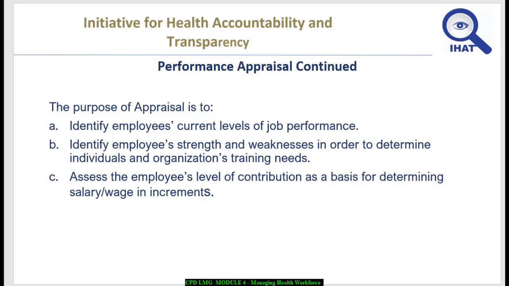The purpose of appraisal is to identify employees' current levels of job performance, identify employees' strengths and weaknesses in order to determine individual and organization's training needs, and also to assess the employee's level of contribution as a basis for determining salary, wages, and increments.